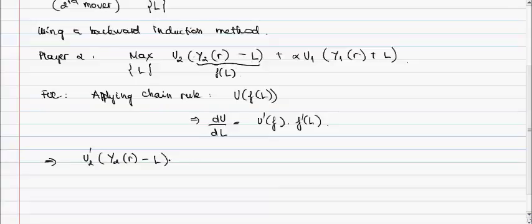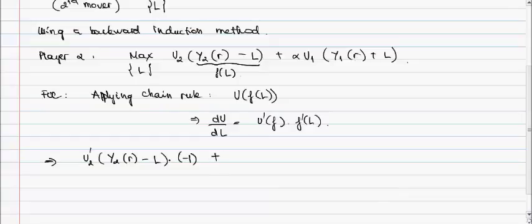When I differentiate the terms inside the bracket with respect to L, the differential of y2 with respect to L is equal to 0 because y2 is independent of L. And if I differentiate negative L with respect to L, I get negative 1. So I get negative 1 over here, and that is how I apply the chain rule to find the solution.